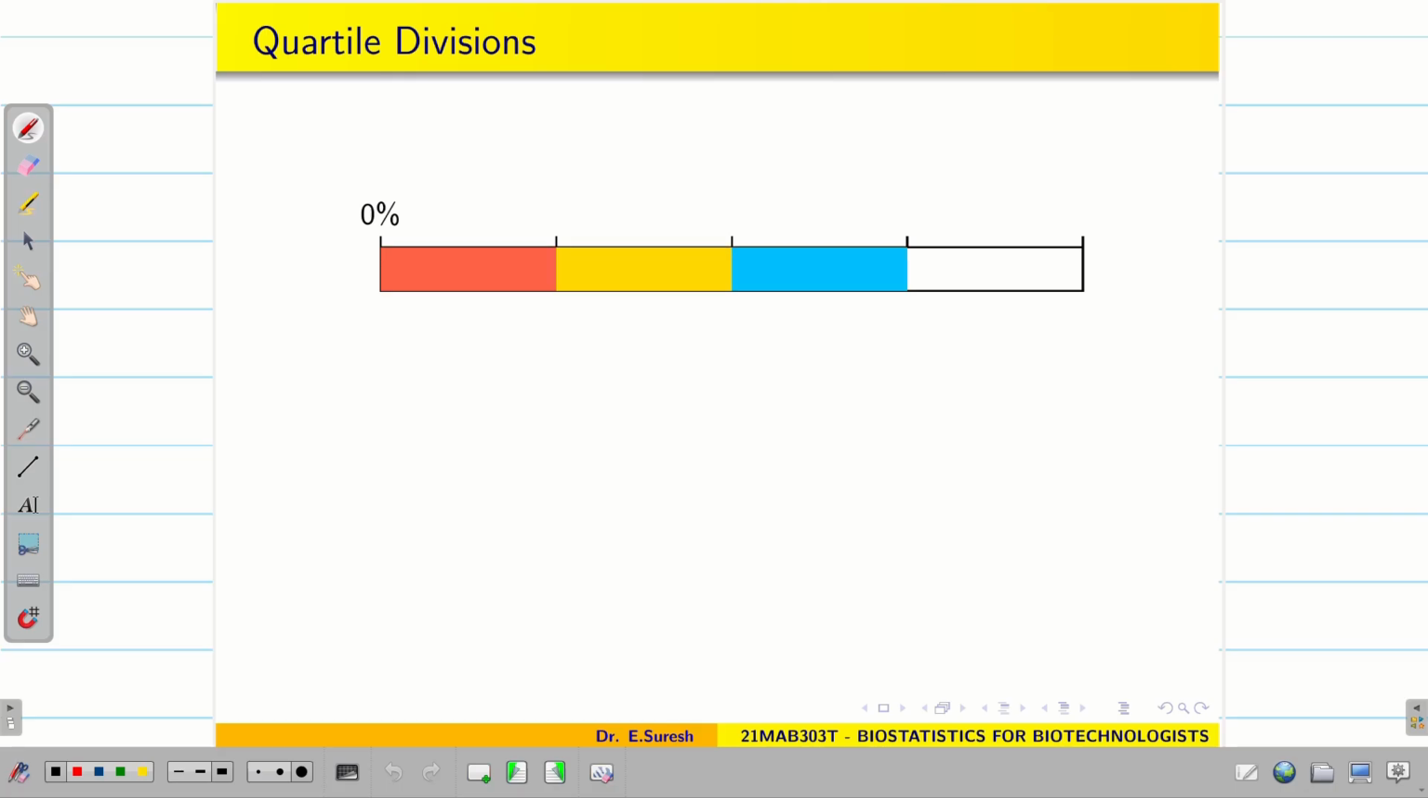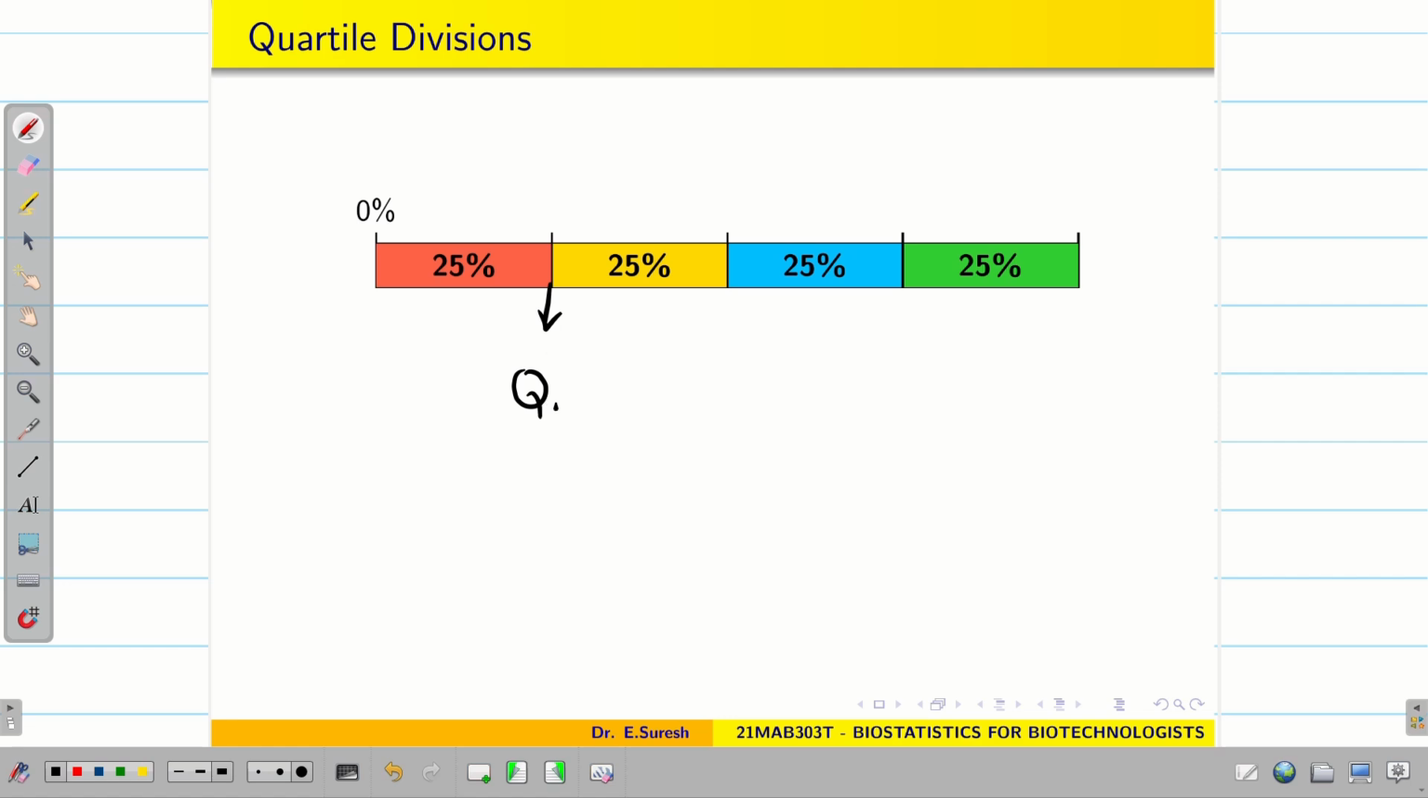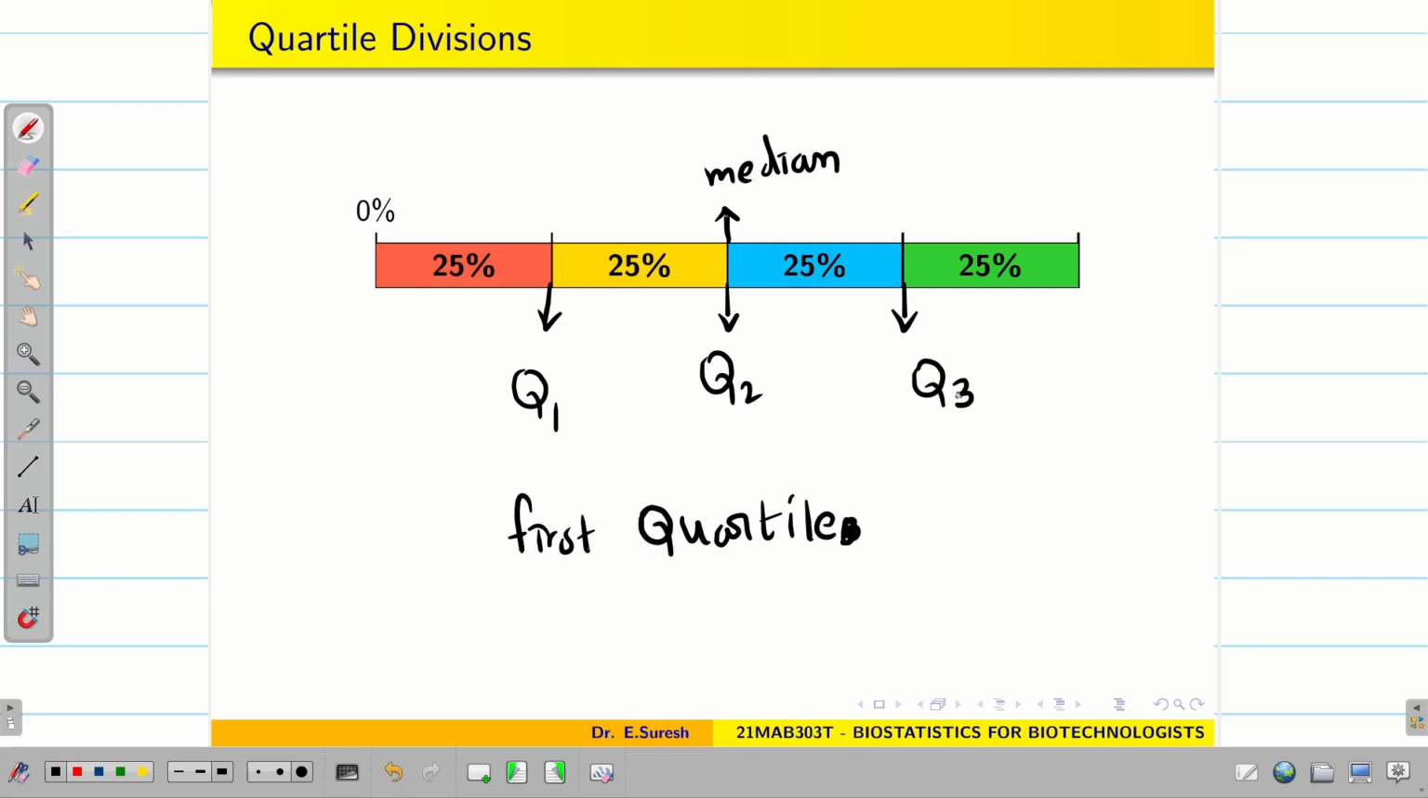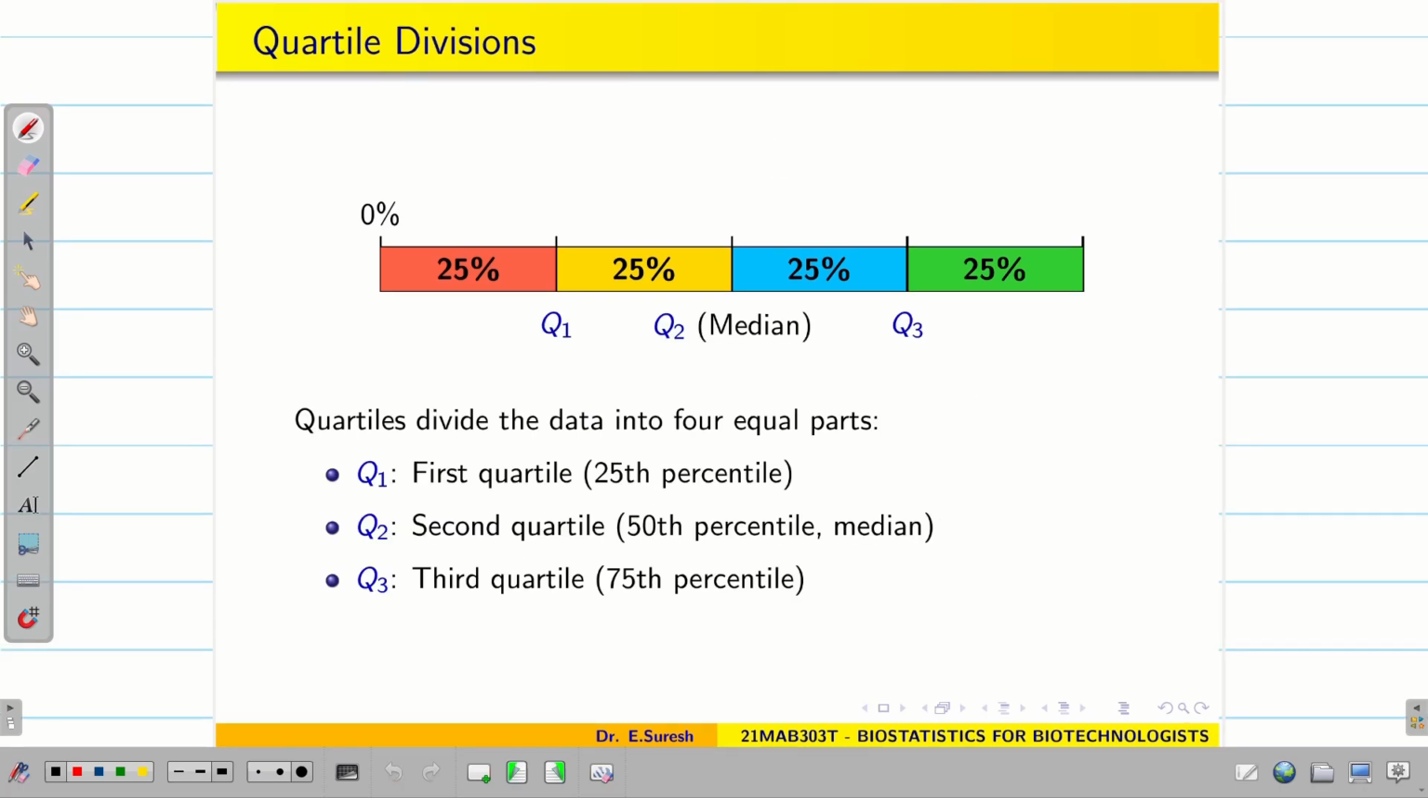Instead of splitting into two equal halves, we can split this into four equal halves. Now we can see the visualization, and I am marking everything as 25%. This point I can name as Q1. It is exactly the 25th percentile, so I can say this is the first quartile. Because I am splitting into four equal parts, I call this the first quartile. And this is going to be my Q2, that is the second quartile, or we can say the median, and this one is my third quartile. You can see the typed version.